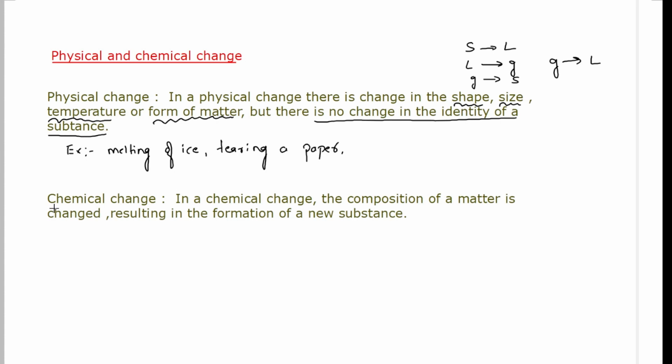Then when it comes to chemical change, the most important thing you have to remember here is the chemical composition of the matter is changed, which results in the formation of a new substance here. Whenever the matter undergoes chemical change, what happens here? There is a formation of new substance. Here also you can give many examples.